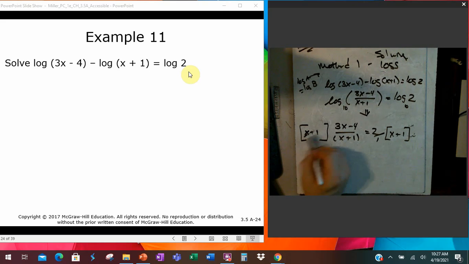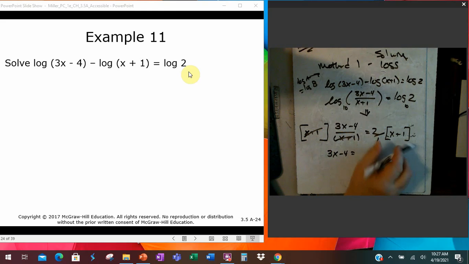This times this, all of that goes out. So 3x minus 4. And now all of this is over 1, so that's divided by 1. I get to drop this 2x plus 2 as I distribute. And then I solve. Minus 2x, minus 2x, plus 4. And that gives me, okay, 3x minus 18.